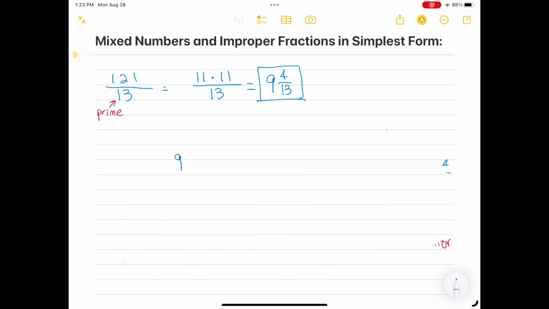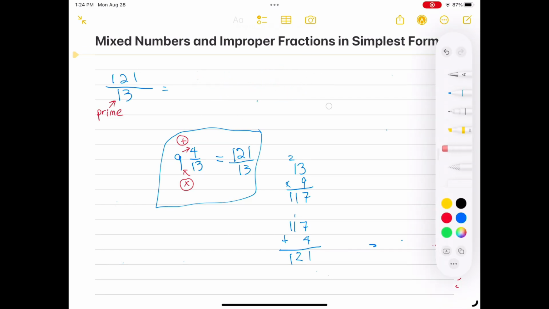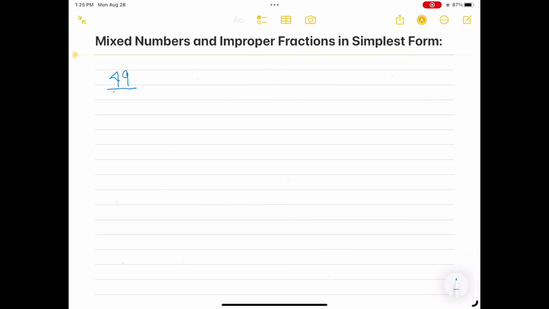And we can double check our calculations to see if it's correct by converting 9 and 4/13 into its improper fraction. So 13 times 9 equals 117, plus 4, the numerator, makes 121 over 13. So it is correct. Now we look at 49 21s, or 49 over 21, which is 49 divided by 21.